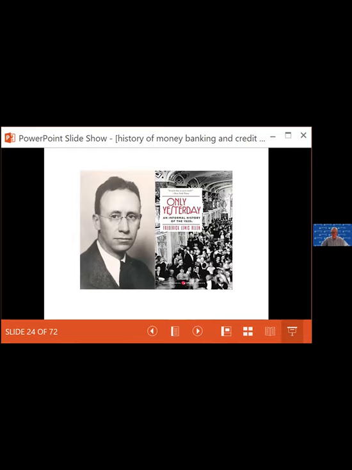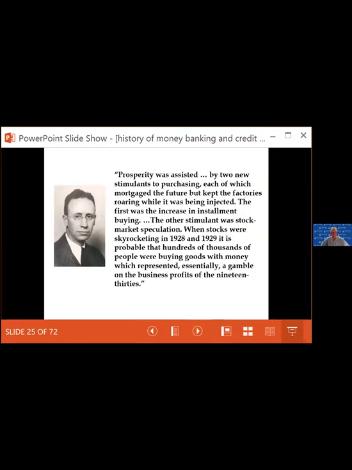And here's what Frederick Lewis Allen observed with regard to this new increase in production and what he defined as a moderate prosperity. He said, "Prosperity was assisted by two new stimulants to purchasing, each of which mortgaged the future, but kept the factories roaring while it was being injected. The first was the increase in installment buying. The other stimulant was stock market speculation."